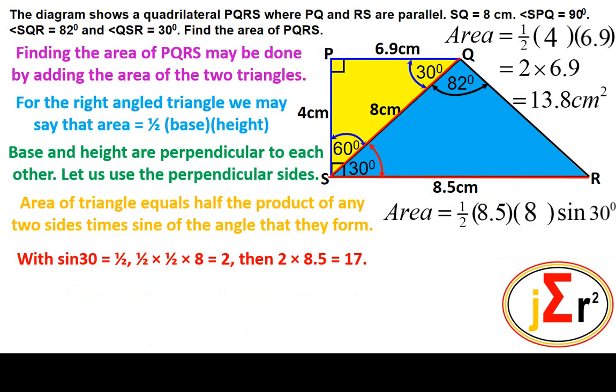With sine 30, now sine 30 is equal to a half. So what do we have? A half, because we are just picking this thing out in an easy to use manner. A half of 8 is 4. And then we have another half here. A half of 4 is 2. Therefore, in the end, we'll just have 2 to multiply by 8.5. And we may say 2 to multiply by 9.